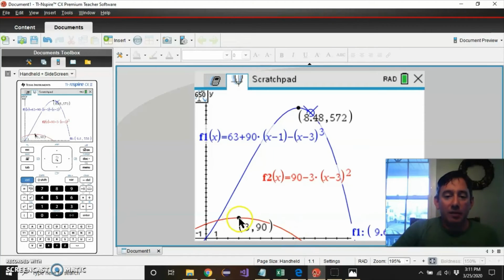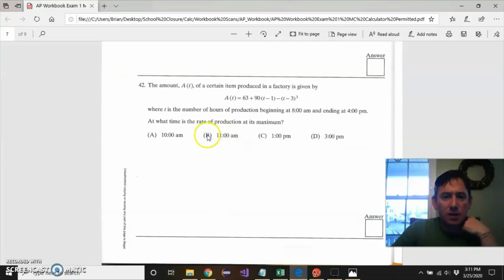Now I can see from the graph that the rate at 8 a.m. is definitely lower than the rate at 11 a.m., and that is definitely higher than the rate way over here. This is probably 4 p.m. over here. So t equals 3 definitely gives us our highest rate of production. And then t equals 3 would mean 9, 10, 11 a.m. B.